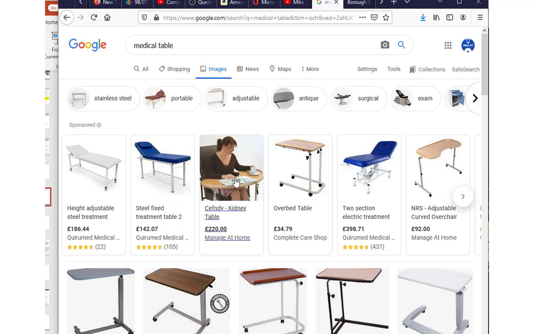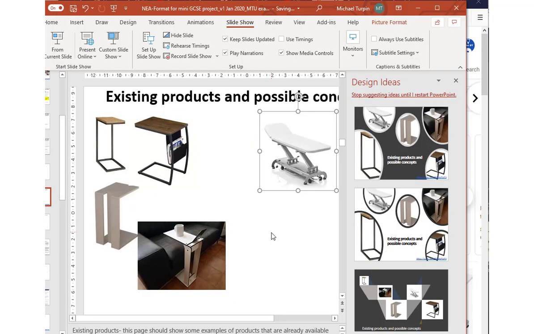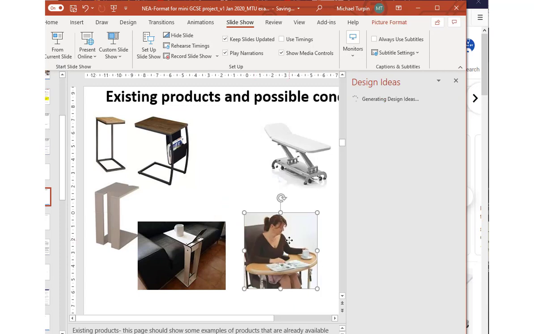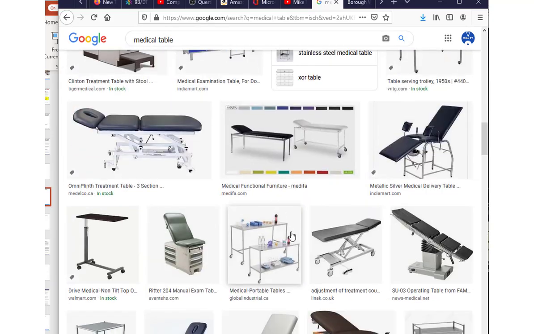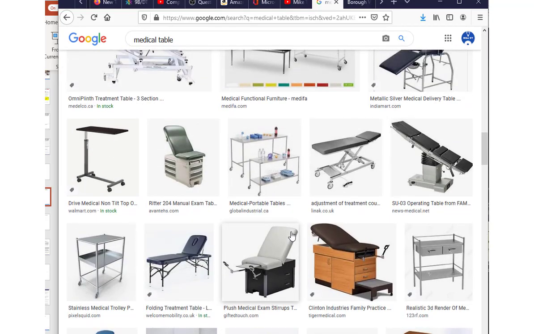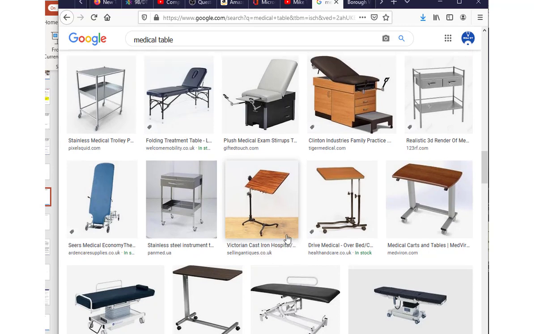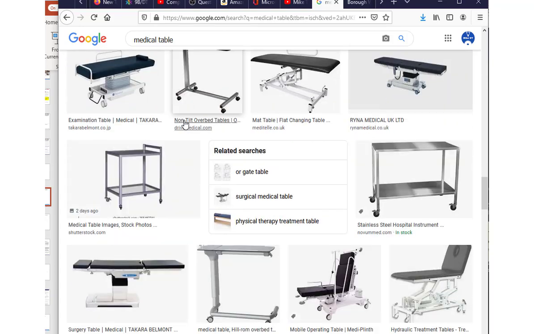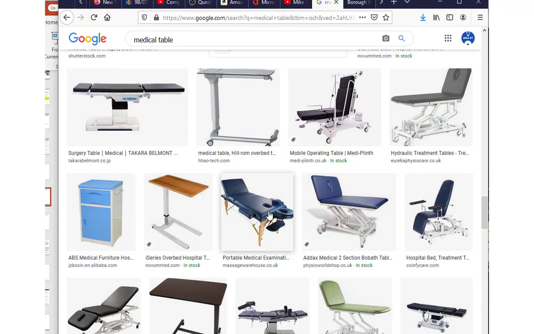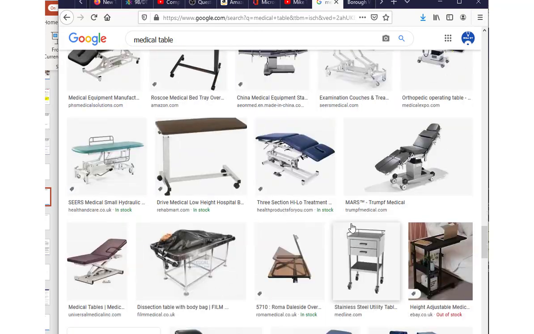This one of the first ones that came up, that's interesting as well. Kidney table, what a horrible name for a table. Okay, and then let's go back, see what else we get. Interesting, look at that. So what you've got on these two here is sets of drawers underneath. It's making me think about drawers now. That's like a massage table with sections in it.